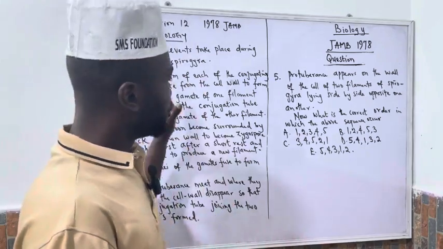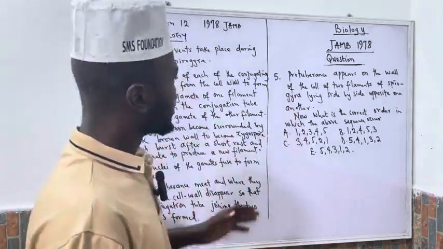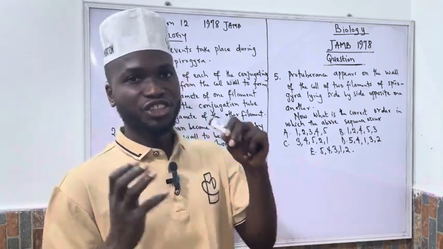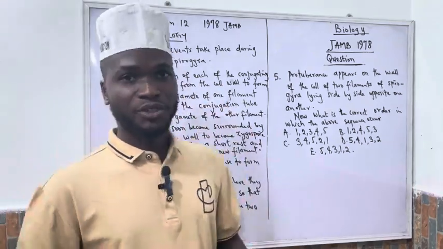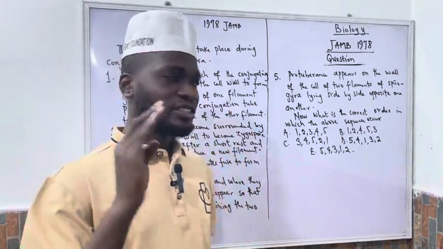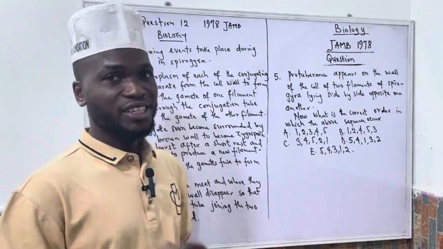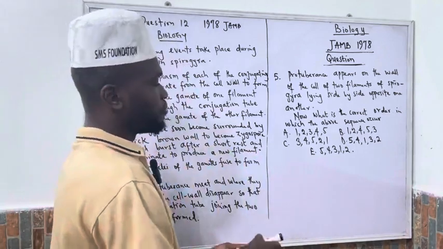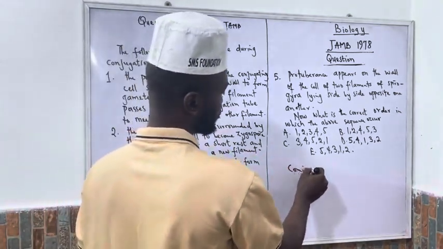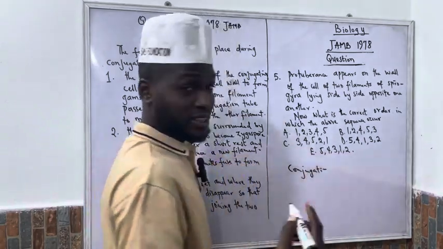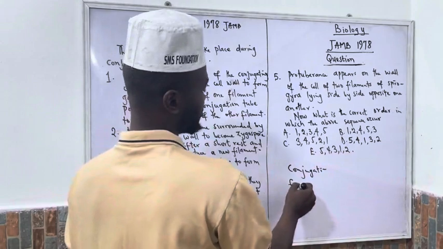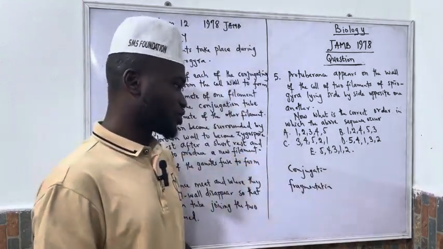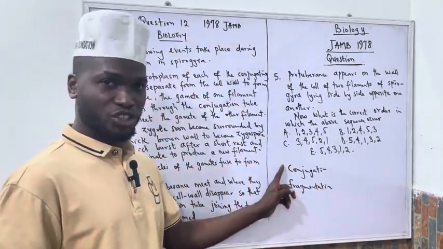The truth of the matter is that this question is asking us for the steps involved in reproduction in Spirogyra. You know that Spirogyra can reproduce both sexually and asexually. Spirogyra reproduces sexually by the method of conjugation, but asexually by the method of fragmentation. But this is not what we want today. Conjugation is what we want.